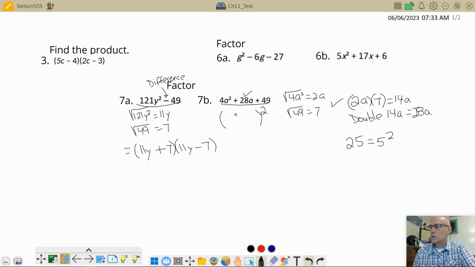That's all I'm saying. So 2a goes in the first term. Oh, shoot. Let me try that again. 2a goes in the first term. 7 goes in the second term. And we put a plus in between the two. You take whatever the sign is in front of the middle term. This binomial squared is going to generate this trinomial that's a perfect square. All right. I hope I made all that clear.